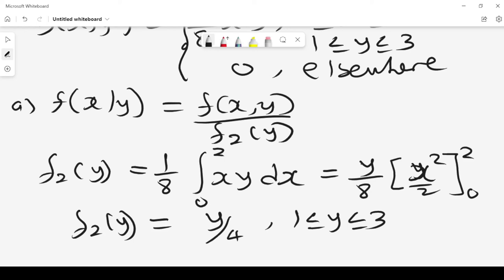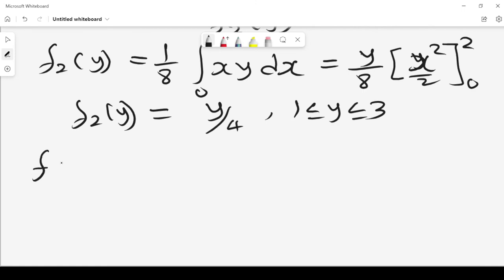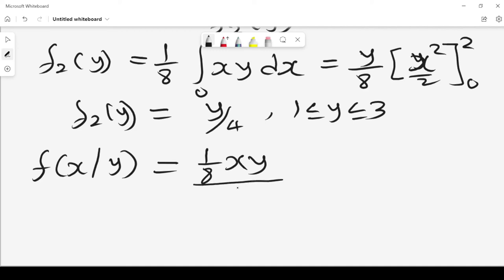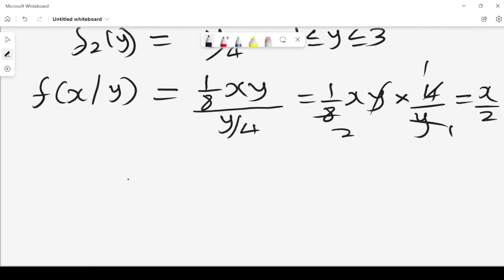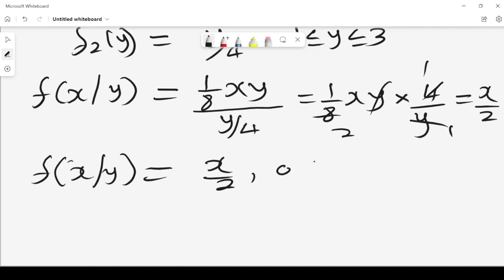And with that set of information, then we can go ahead and be able to perform other activities. We can now find the f of x given y, which is the joint distribution of both of them, which is 1 over 8 xy, then divide by y over 4, and this is the same as 1 over 8 xy times 4 over y, and this will give me x over 2. So the f of x given y, we can comfortably see it's x over 2, and x lies between 0 and 2, and 0 elsewhere.